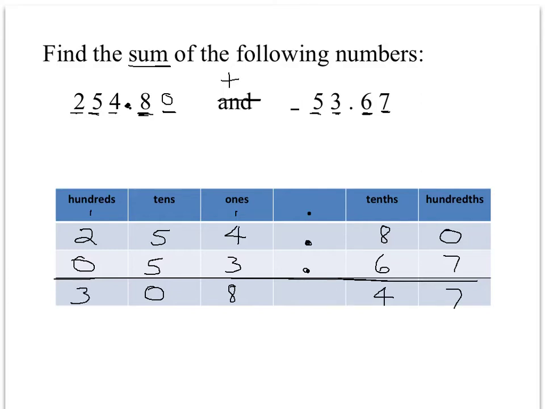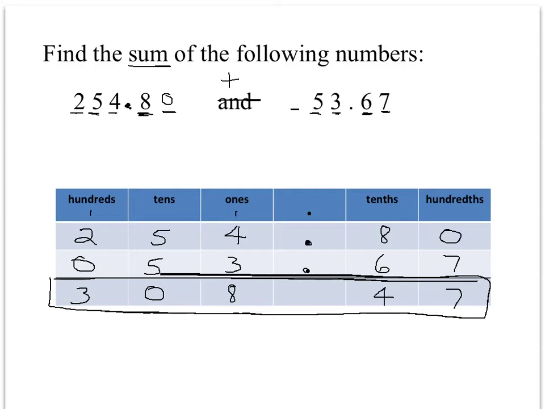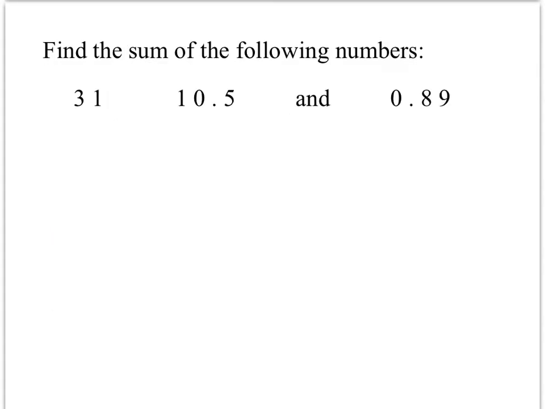So the sum of these numbers then, of course, is 308.47. And, of course, I put my decimal in the answer, 308.47.